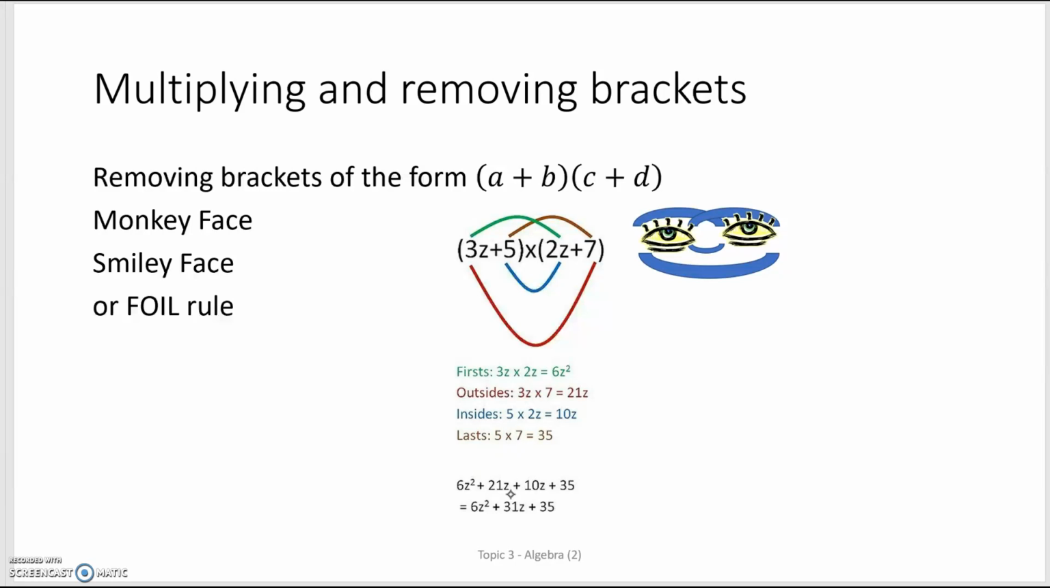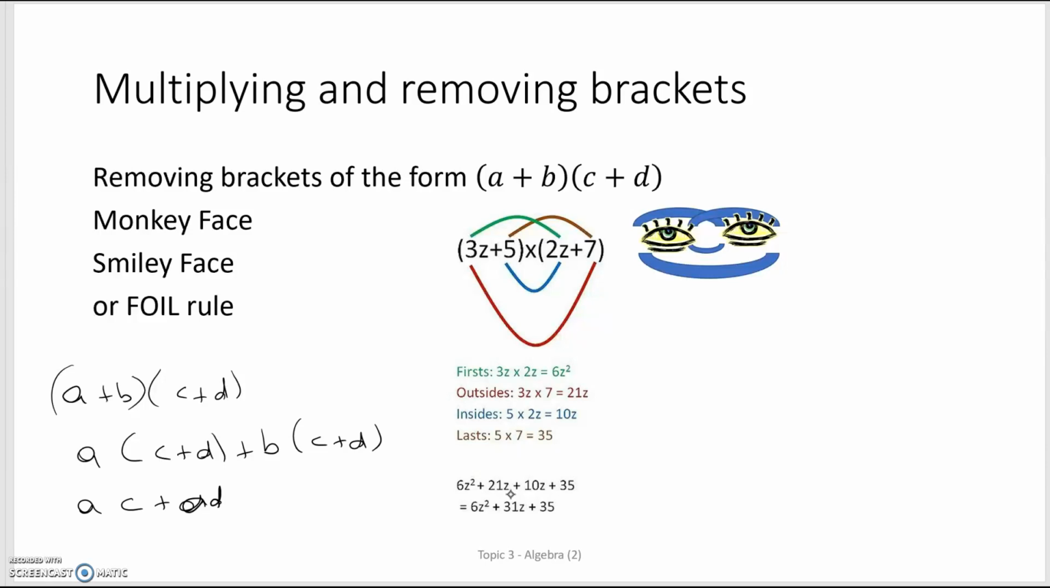It gets a little bit more complicated when we've got 2 whole brackets, but really what that is, start from the beginning, a plus b times c plus d is a times c plus d plus b times c plus d. And then we can work that out, ac plus ad plus bc plus bd.